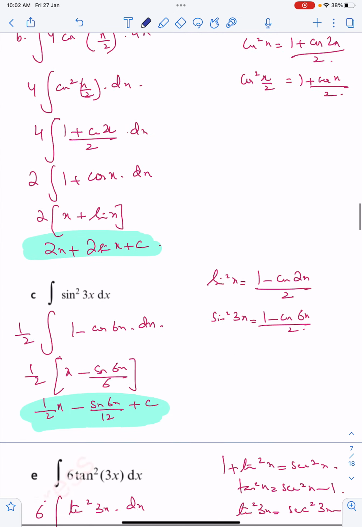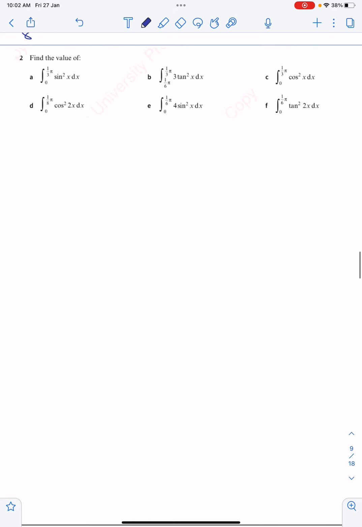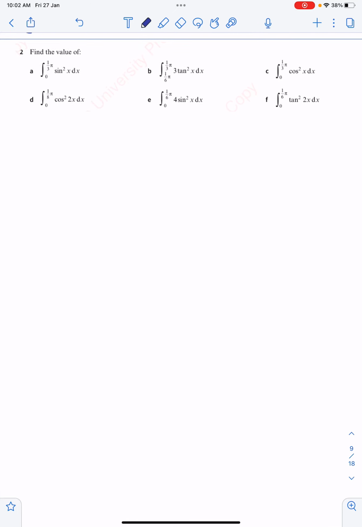Okay. Now we move on to question number 2. Find the value of... if I would like to do question number, say, the E part and the F part. Okay, so E part here.